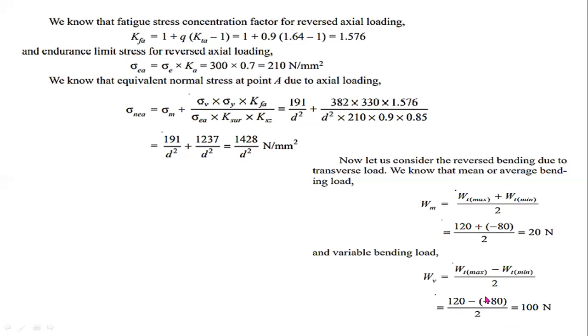So this is the mean torsion load: maximum load plus minimum load by 2. Here 120 newtons is down and 80 newtons is up. For the downward direction you have to consider a positive sign, and for the upward direction a negative sign. This is the variable load: maximum load minus minimum load by 2. Here the variable load equals 100 newtons and the mean load equals 20 newtons.